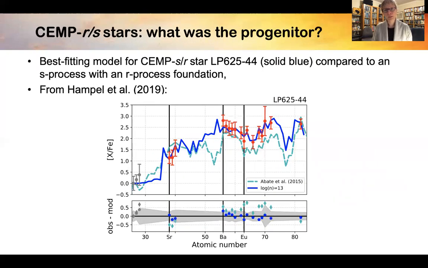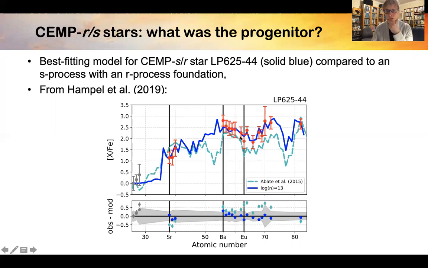There are also these carbon-enhanced metal-poor stars that show enrichments in both s and r process elements. These were a conundrum, a puzzle for a long time, but we think they are i-process rich stars. This is again one of Melanie's nucleosynthesis predictions for the star. This is a bit of a poster child star, LP 625-44. So again, we have extra iron.